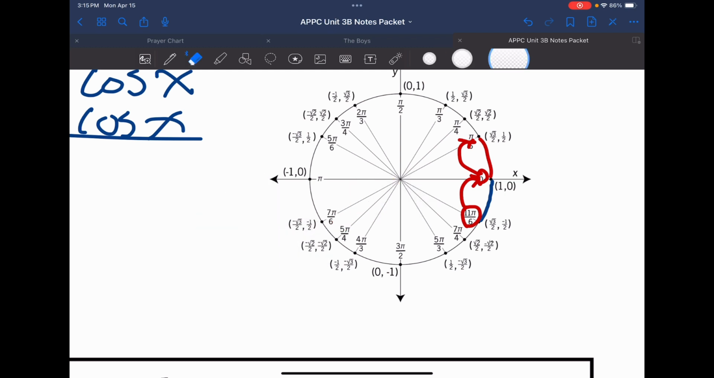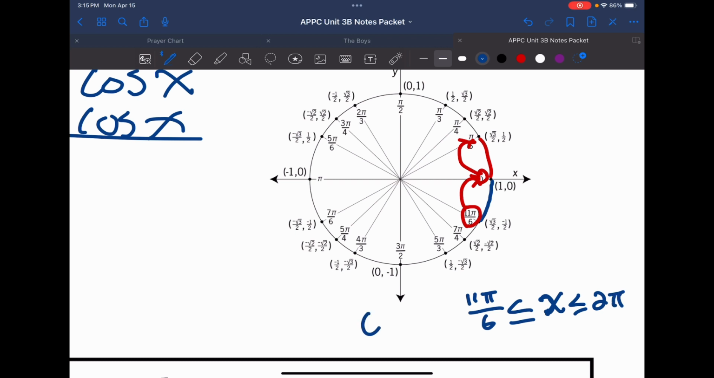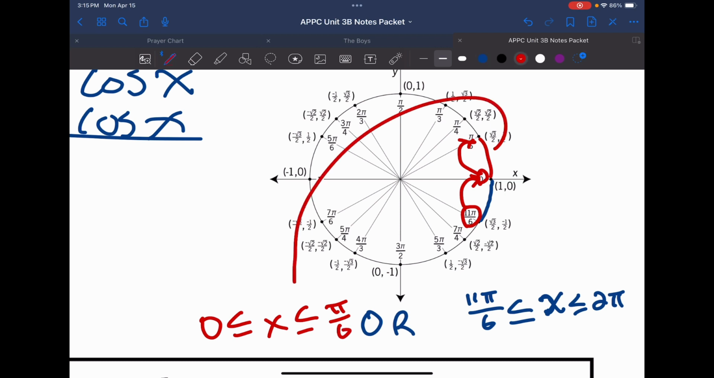So I've got to break it into the blue portion. Let's do that. So the blue portion is 11 pi over 6 is less than or equal to x is less than or equal to 2 pi. Or my red portion here, I'm from 0 to pi over 6. So I have to break it up to take care of that part. So my red portion is here. My blue portion is here.